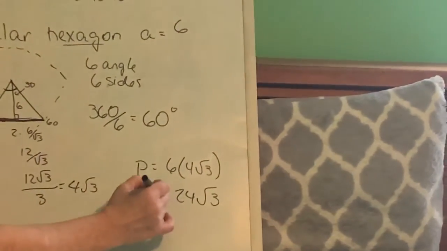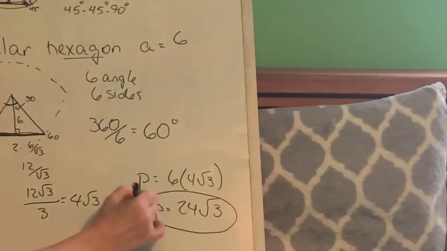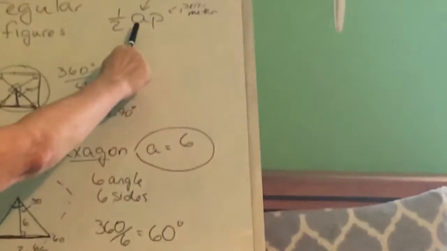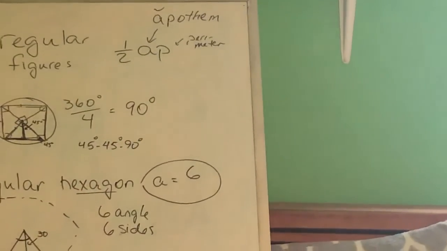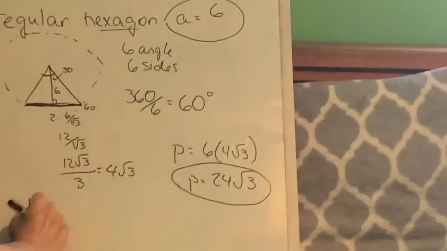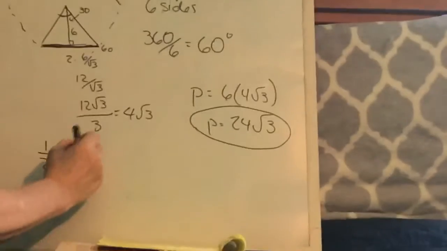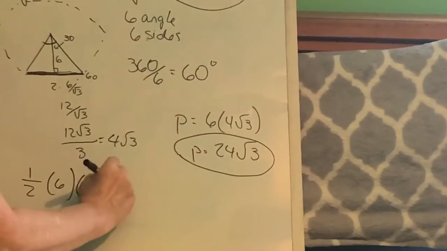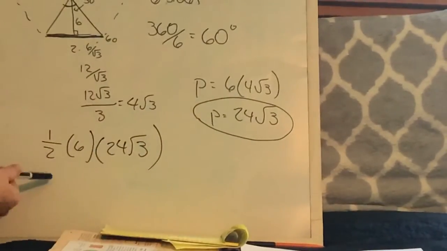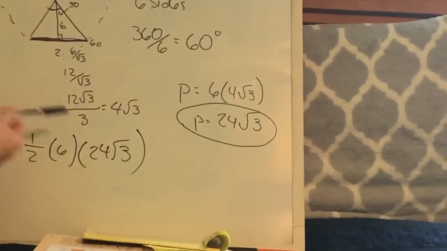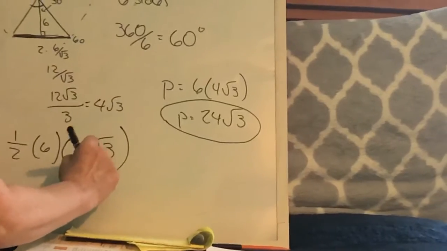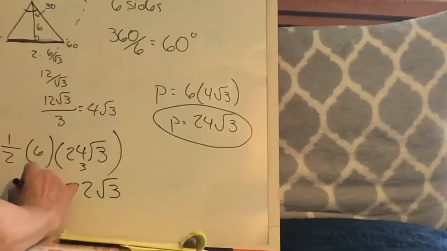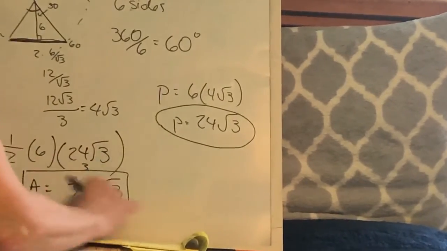Now, perimeter we need for our formula. Area we need for our formula: 1/2 the apothem times the perimeter. So we're going to finish up here: 1/2, the apothem is 6, and the perimeter is 24 square roots of 3. So doing the math here, 1/2 of 6 gives 3. 3 times 24 is going to give me 72 square roots of 3, and that is going to be my area.